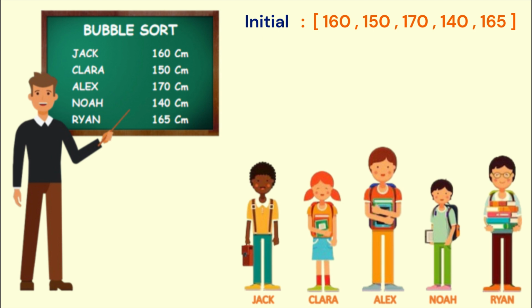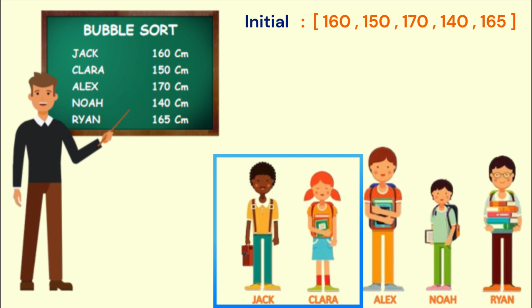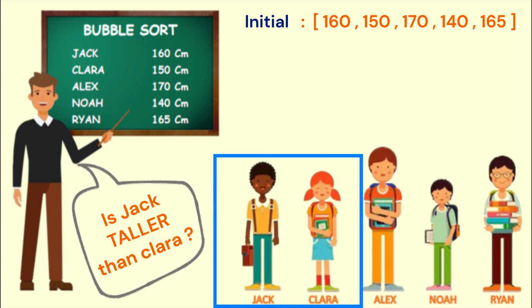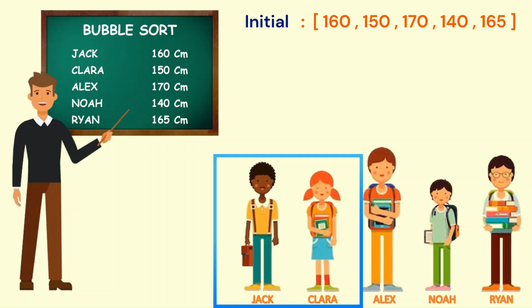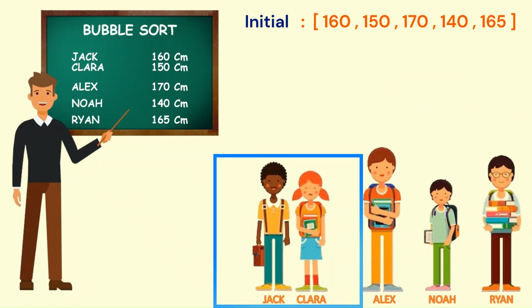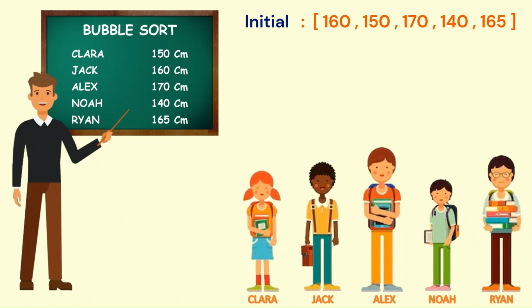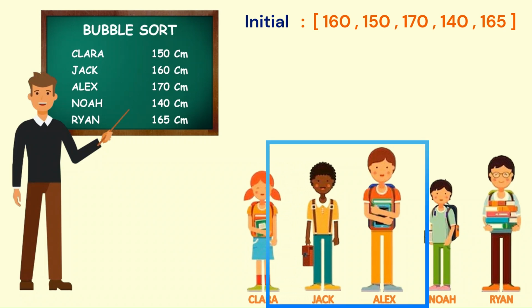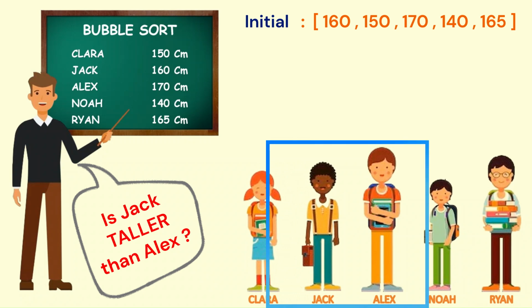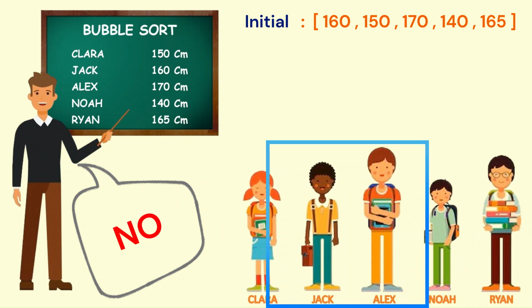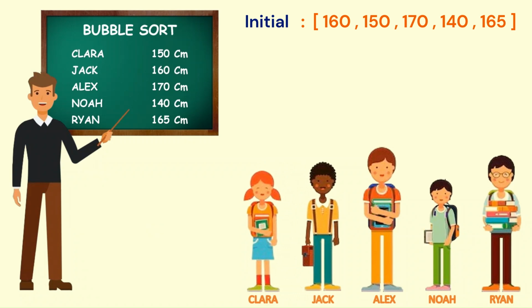We begin by comparing the first 2 students, Jack and Clara. Is Jack taller than Clara? The answer is yes. So, we'll swap their positions. Jack will move to Clara's spot, and Clara will take Jack's place. Next, we compare Jack's height with Alex's. Is Jack taller than Alex? The answer is no, so we won't swap them, and we'll move on to the next comparison.